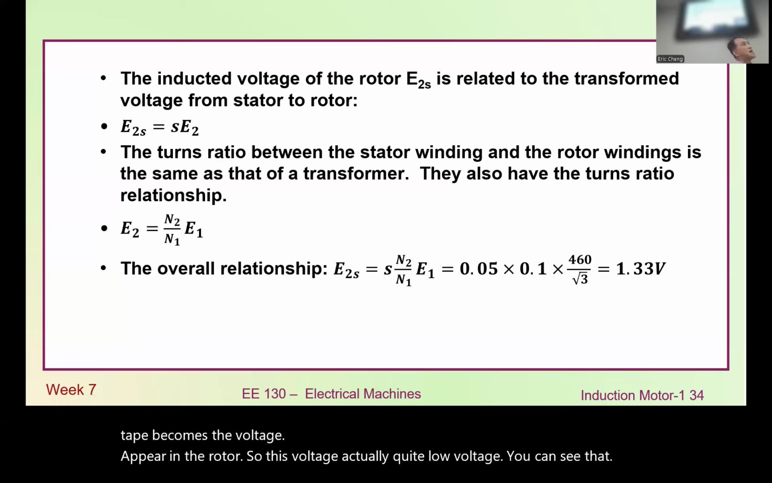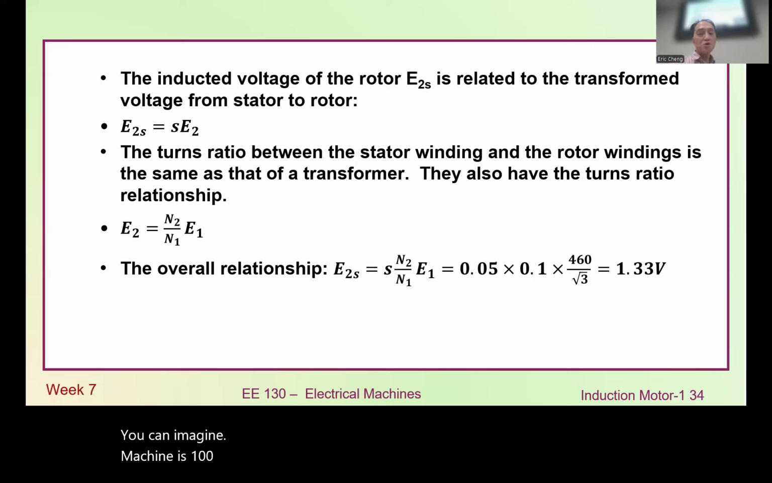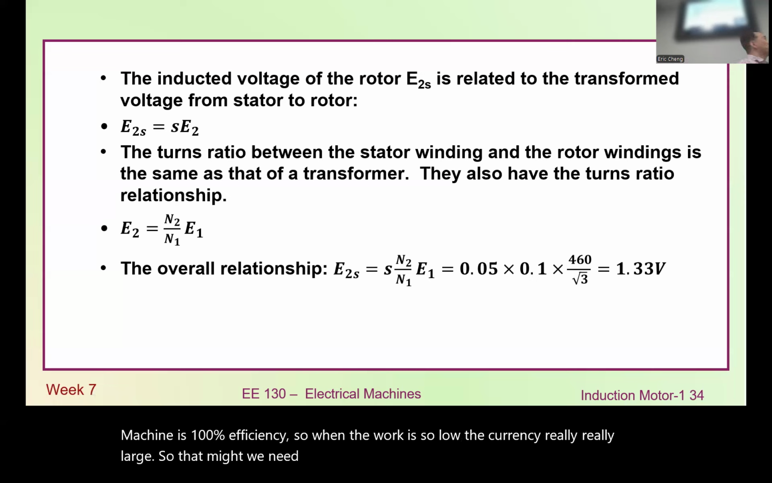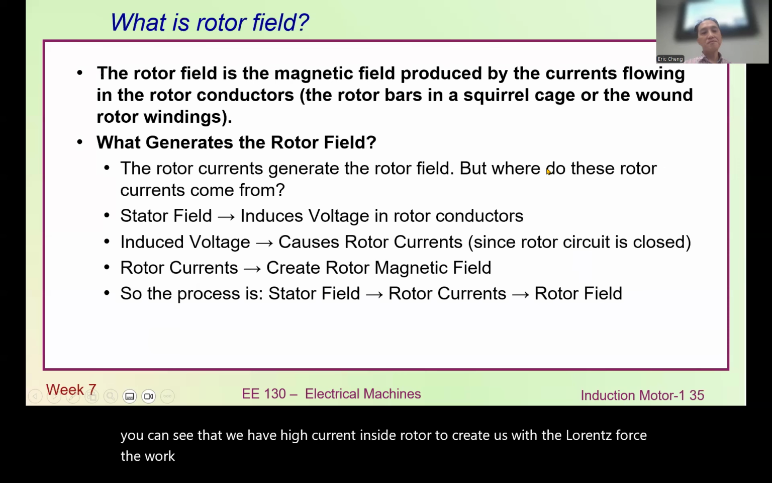You can imagine the machine is 100% efficient. So when the voltage is so low, the current is really, really large. That's why we need to use rotor bars rather than rotor wire. So you can see that we have high current inside the rotor to create the Lorentz force. That's roughly what that tutorial means.